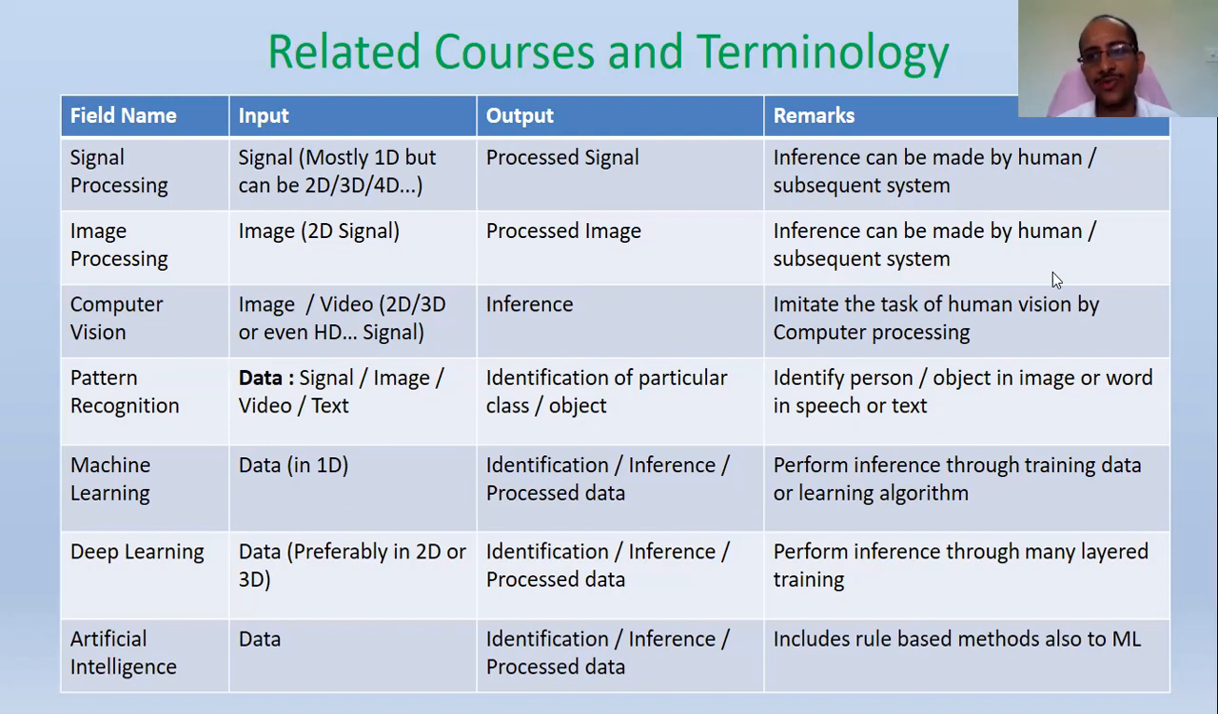Subsequently, in image processing we perform processing on images, the input being an image and the output being an image, and inference can be made by subsequent systems. In computer vision, the main objective is to make inference from images or from videos. Hence the task of learning comes, the task of feature extraction comes. The main aspect dealt with in computer vision, very actively since the 1960s, is feature extraction.